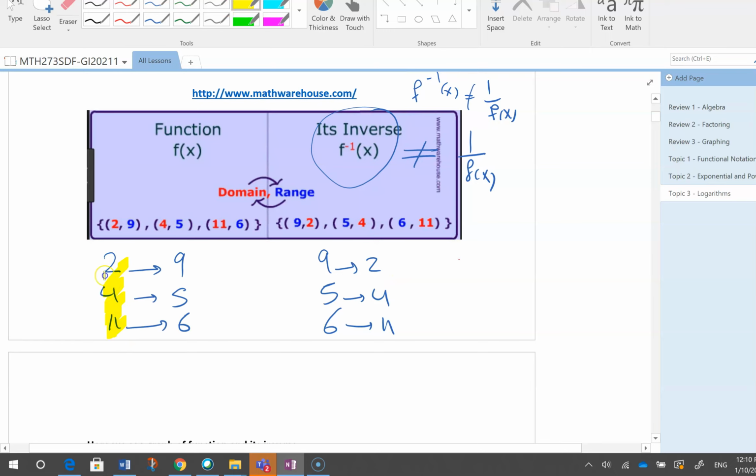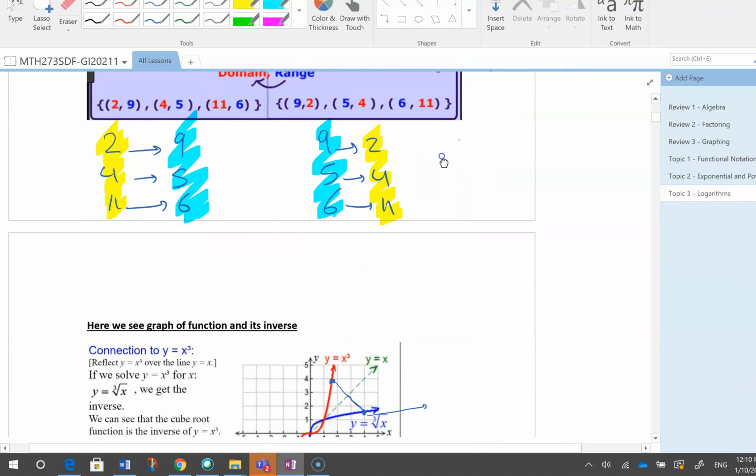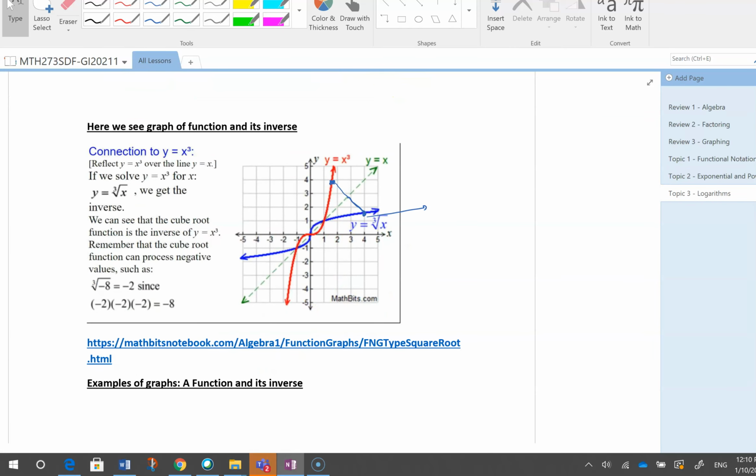See, this one here, which is x, is y here. And this one here, which is y, is x here. Perfect. So now, what is the relationship between the graph of a function and the graph of its inverse function? They are reflected across this line.